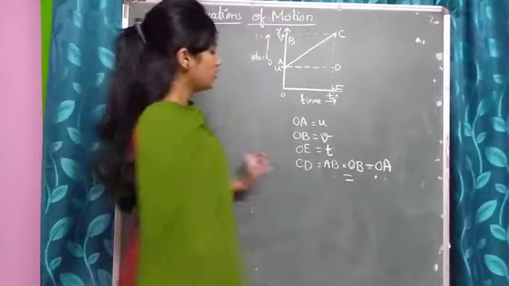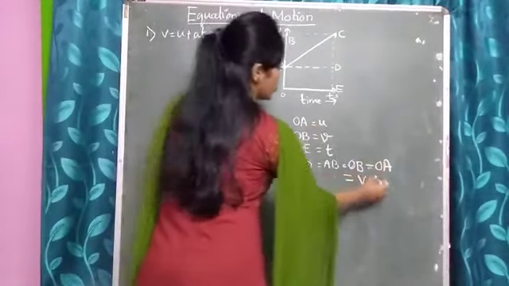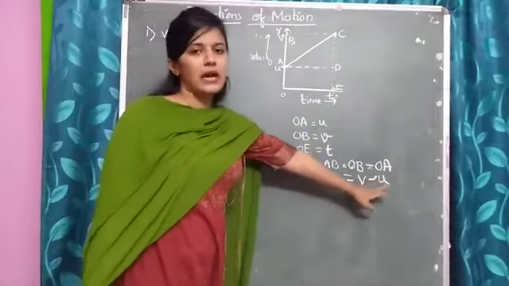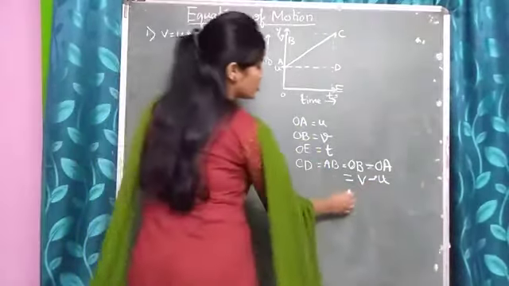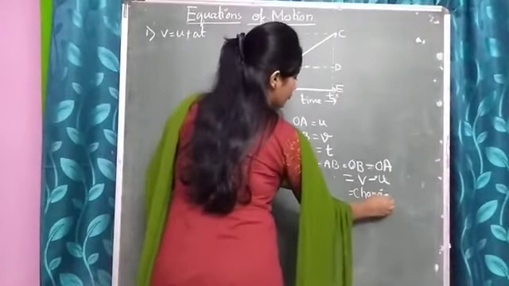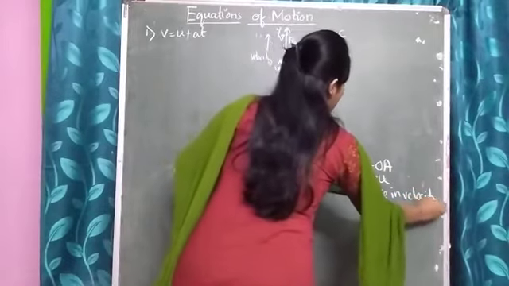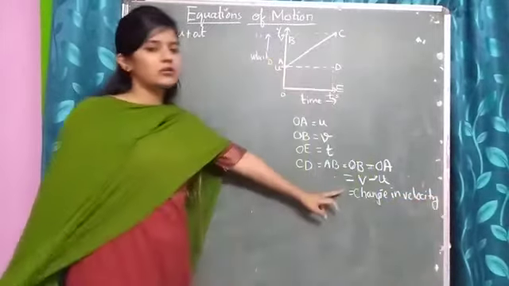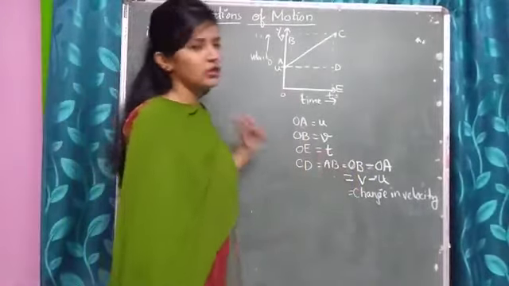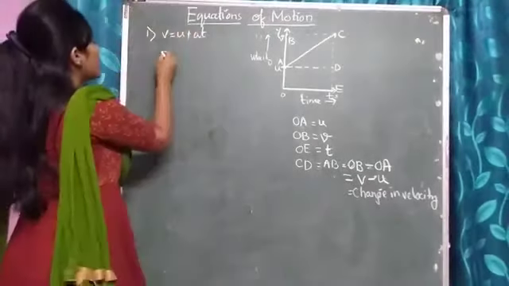So what is OB? It is V, and minus OA is what? U. So see, final velocity minus initial velocity, that will give me the change in velocity. Okay, I think you have understood up to this much. So CD represents the change in velocity. So let us start.